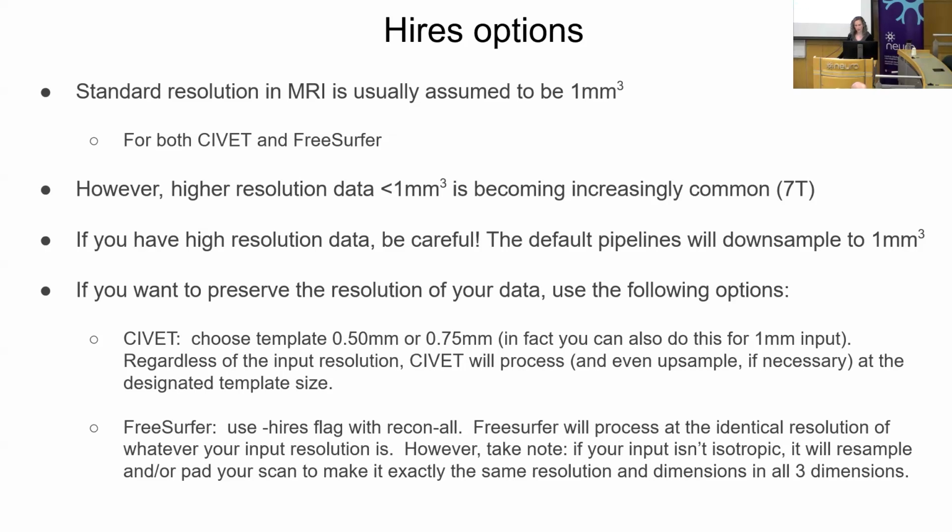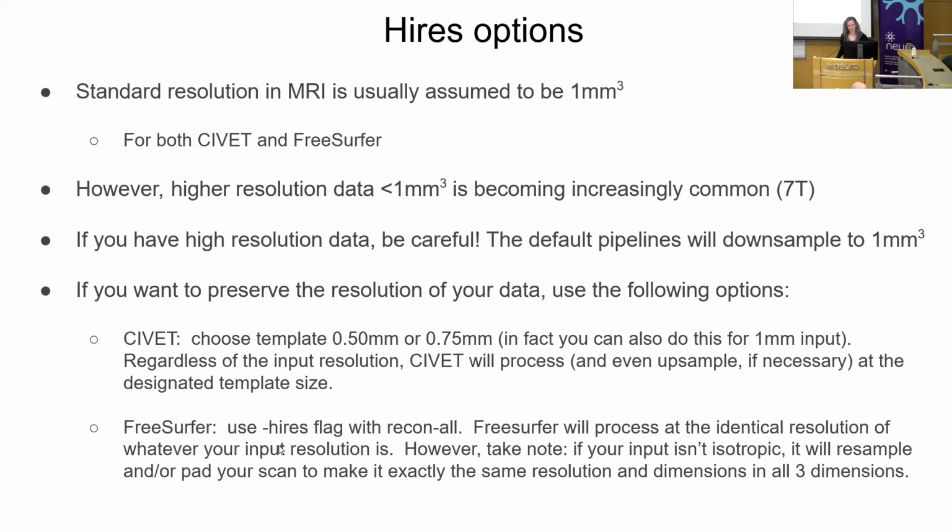So if you want to preserve the resolution of your data, you have two options. They're different in each software. For CIVET, you actually choose a template size. It could be 0.5 or 0.75 millimeters. And then regardless of the input resolution, CIVET will process at that template size. So even if you input actually 1 millimeter, it will then upsample it to process at the size you choose. And this is, I think, even recommended at this point.